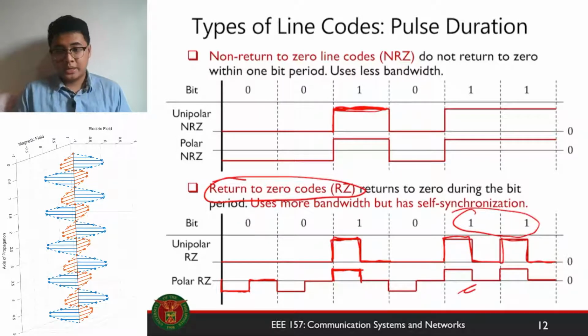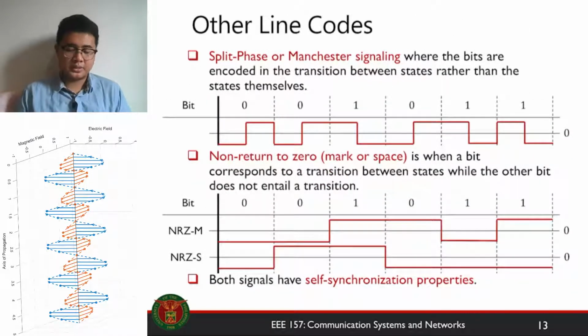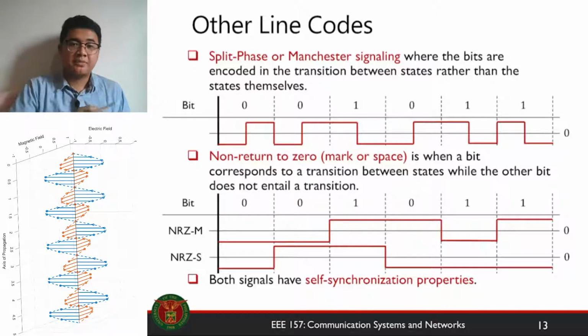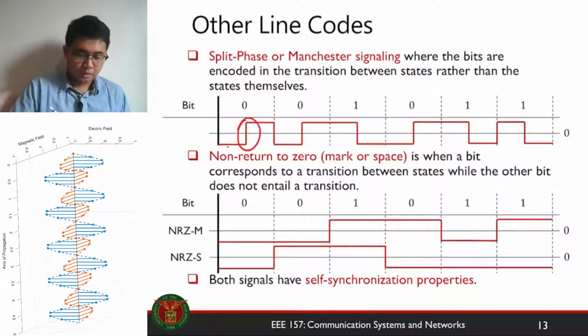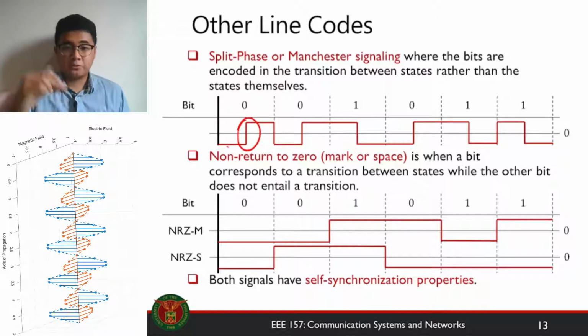Okay? Next would be some other types of line codes where the codes are not encoded in the signal levels, but rather in the transition between the two signal levels. So one type is the split phase or Manchester signaling, where your bits are encoded in transition. If you have bit 0, then your code will transition from low to high, from negative to positive in this case, if it's polar signaling. If it's bit 1, then your code will be transitioning from high to low.